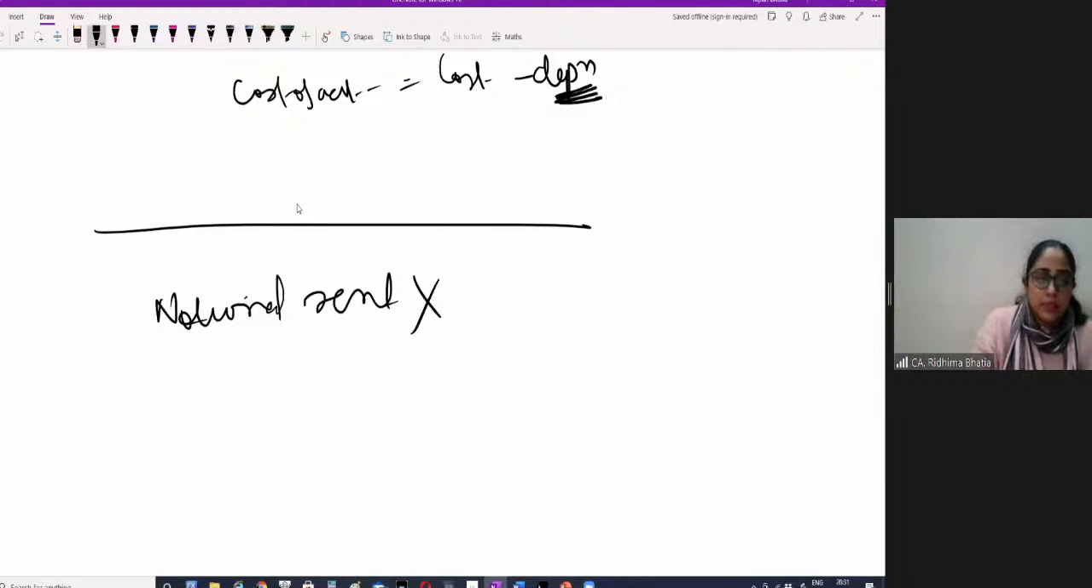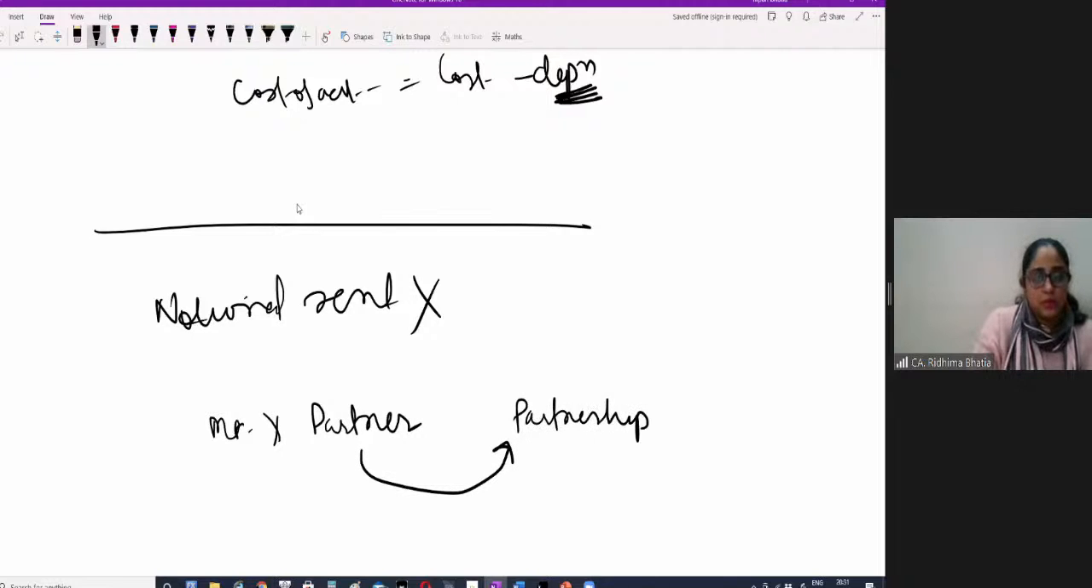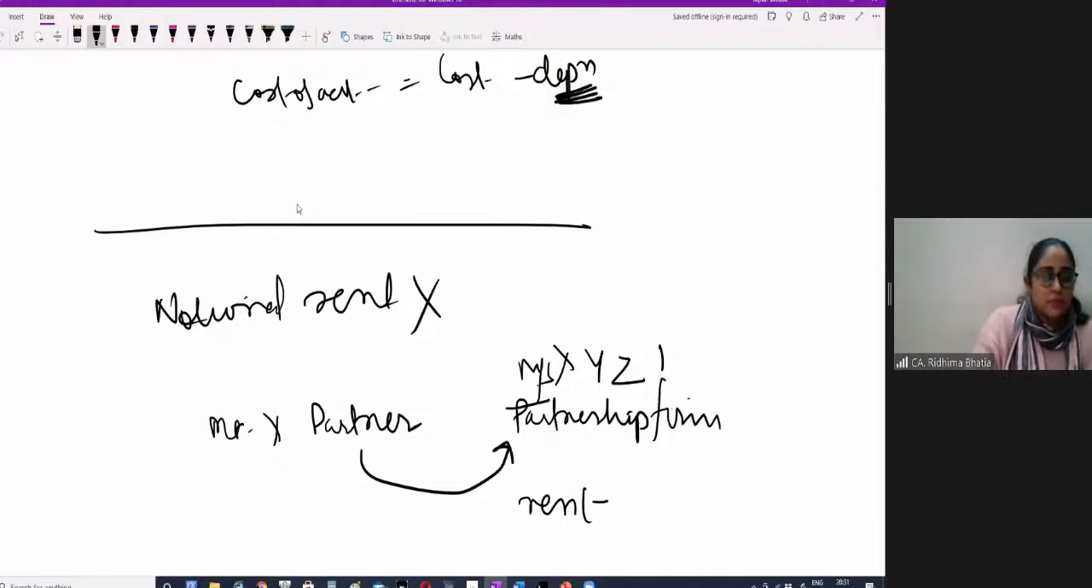Yes. But tell me, if Mr. X is a partner who has given his building to the partnership firm in which he is a partner, XYZ, suppose. Okay. Now, can this partnership firm claim the rent? Because the owner is one of the partners. Can the partnership firm claim the rent?